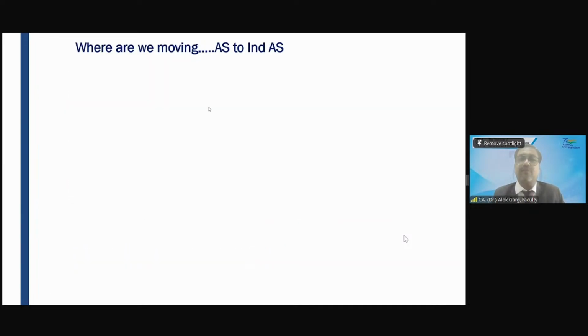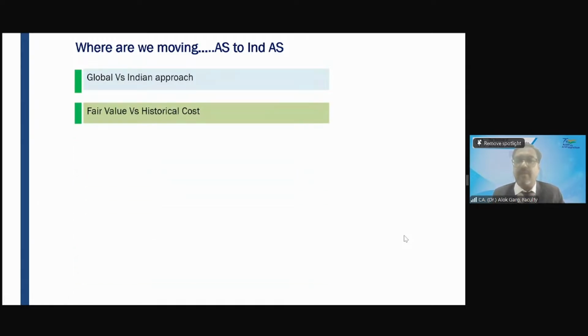Great, my dear friends. So where are we moving? We are moving from AS to Ind AS. We are moving towards a global approach rather than only the Indian approach. Fair value versus historical cost. My dear friends, I will use IFRS and Ind AS interchangeably. Don't get confused. When I use IFRS or Ind AS, it is one and the same thing, okay?